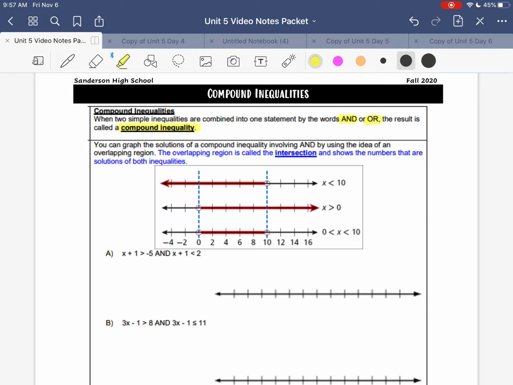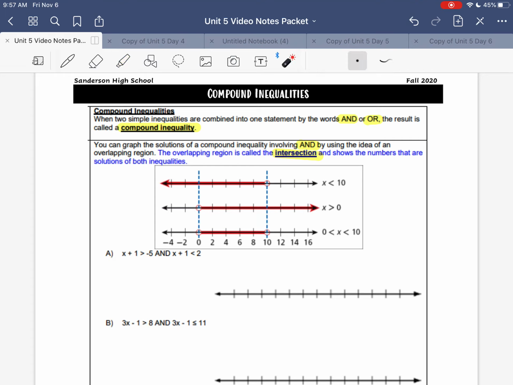Just like we did before, we can also represent the solutions to these on graphs. When we have an "and" inequality, we're going to look for an overlapping region between our two different inequalities. That overlapping region can be called the intersection, and it's going to show numbers that are solutions for both inequalities.